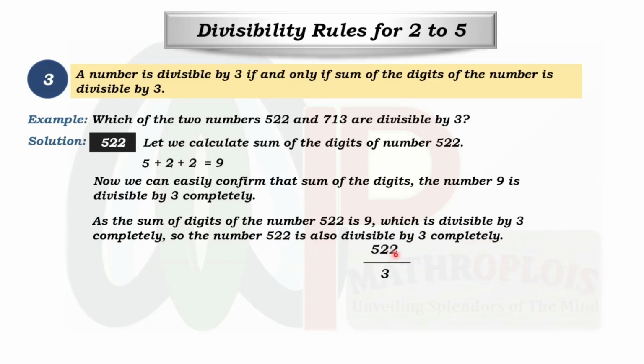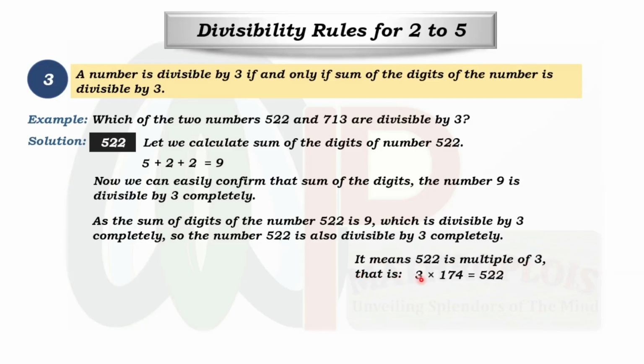That is, 522 divided by 3 is equal to 174. It means 522 is a multiple of 3.